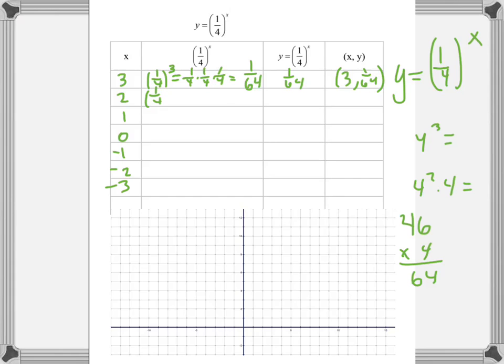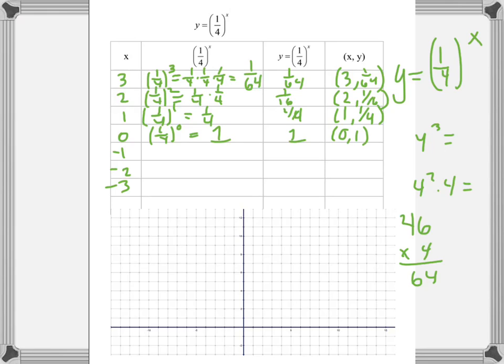1/4 squared is going to be 1/4 times 1/4, which is 1/16, so we have (2, 1/16). 1/4 to the 1st power is just 1/4, so we have (1, 1/4). Then 1/4 to the 0 power is going to be 1, so (0, 1). We see that number again that we had in the last exponential function.